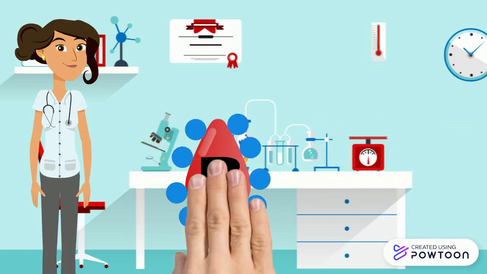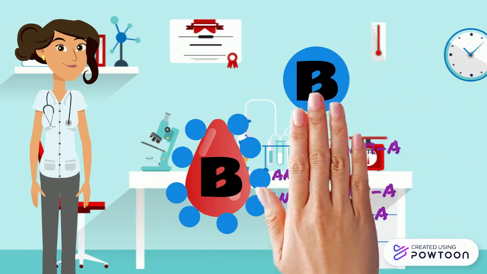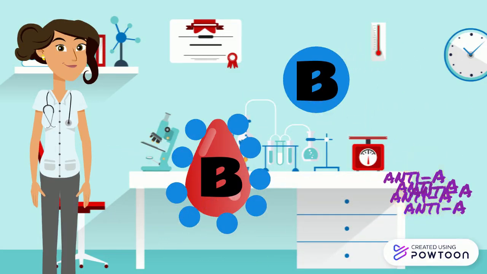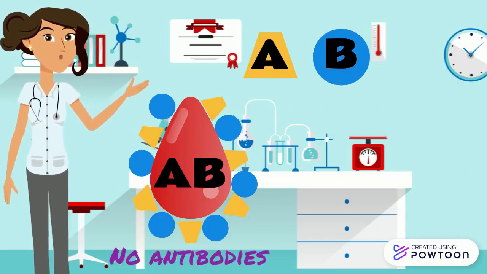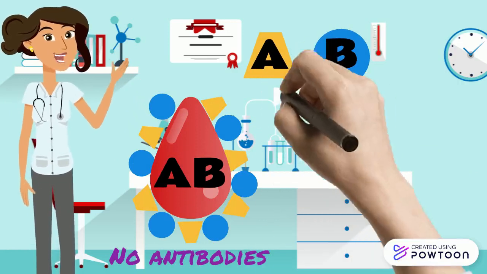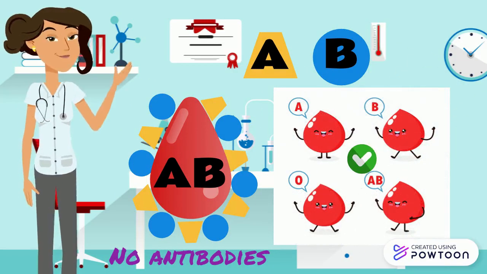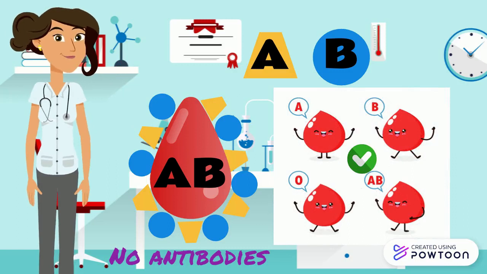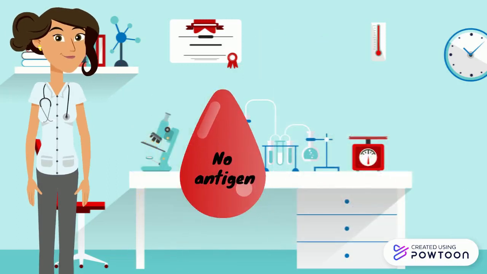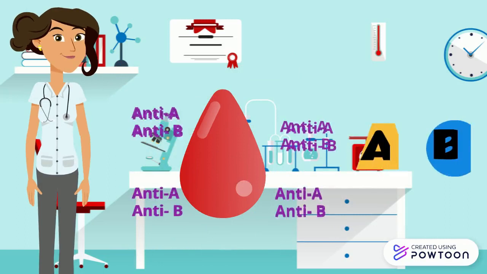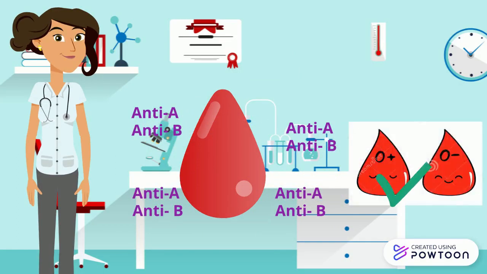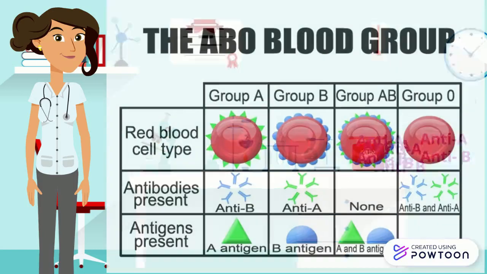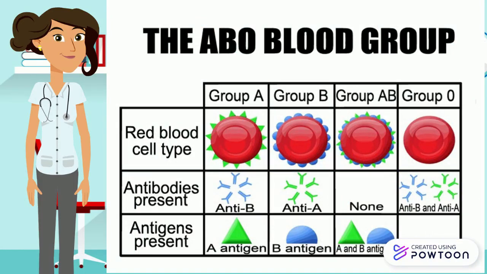If we have B antigen, our antibodies will be anti-A, which will only destroy A antigen. If we have both A and B antigen, we will have no antibodies since they have no opposite, so any blood type is compatible with blood type AB since antibodies are absent. If we have no antigen in the red blood cell, we will have anti-A and anti-B antibodies which will destroy both A and B antigen, and because of this, only type O blood is compatible with itself. So here we have the summary of what I have discussed earlier.